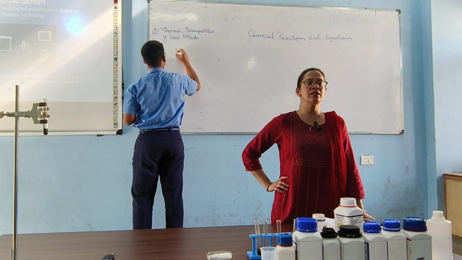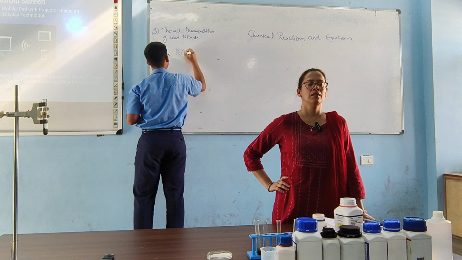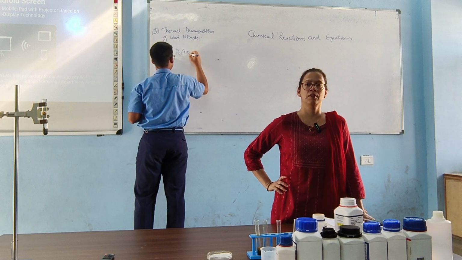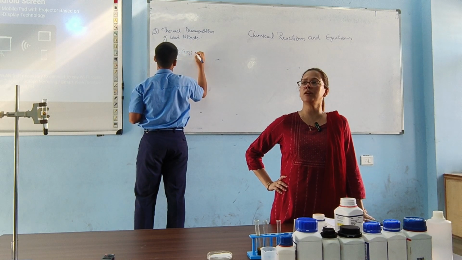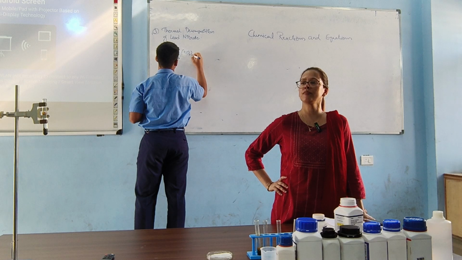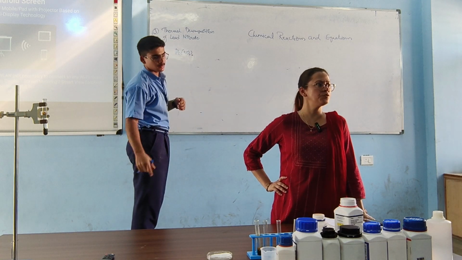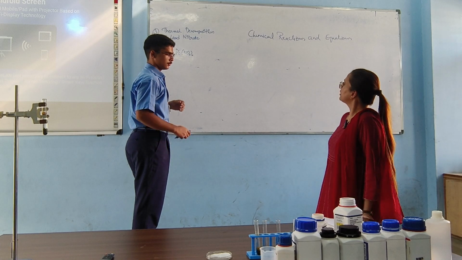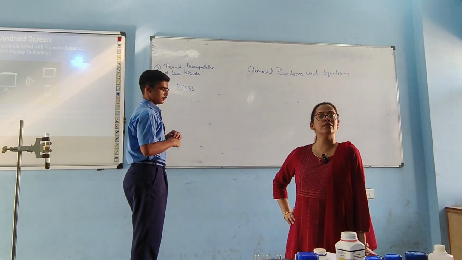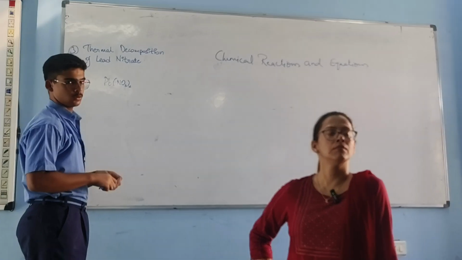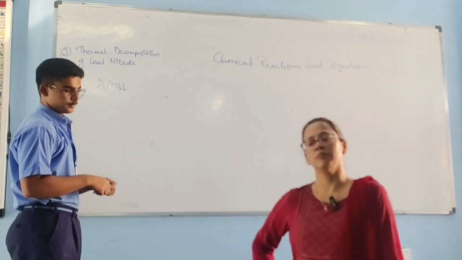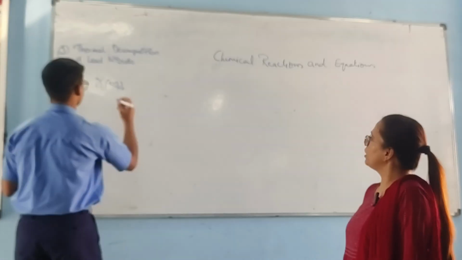कौन से ग्रुप में है lead? 4. What is the valency of lead? अभी यहाँ पे it is metal. ठीक है? हाँ. What is the valency of nitrate? Lead nitrate formula is correct.